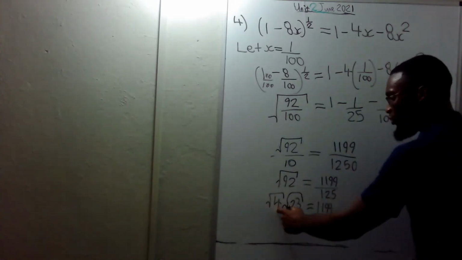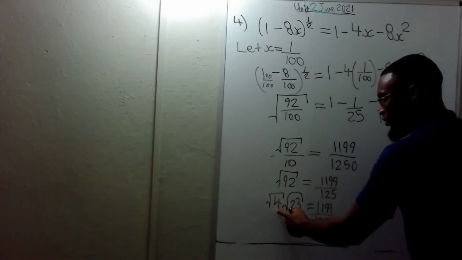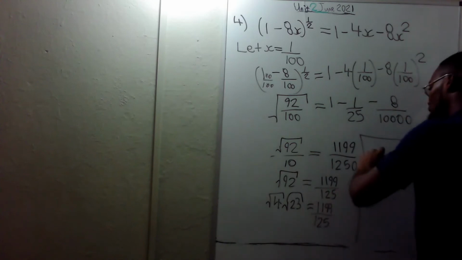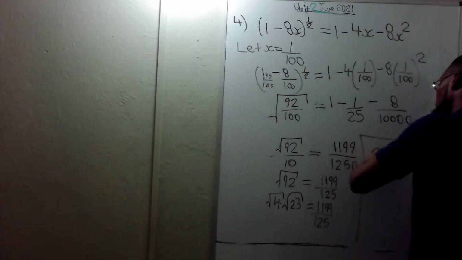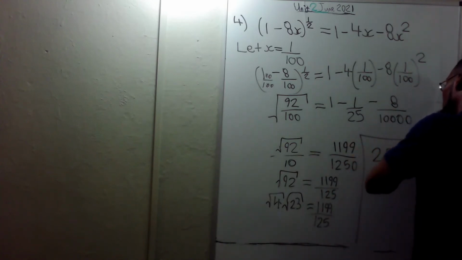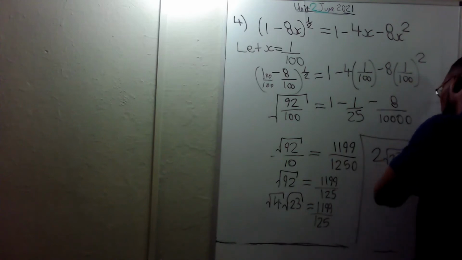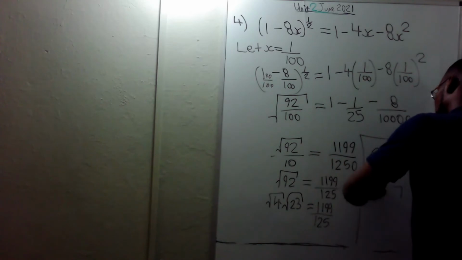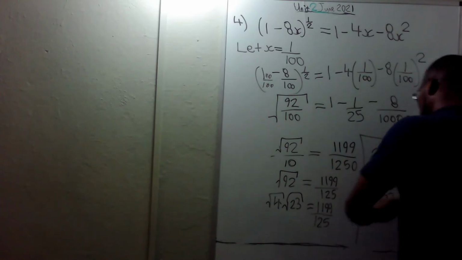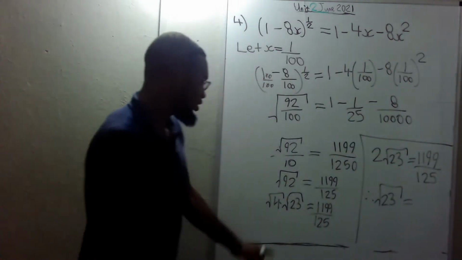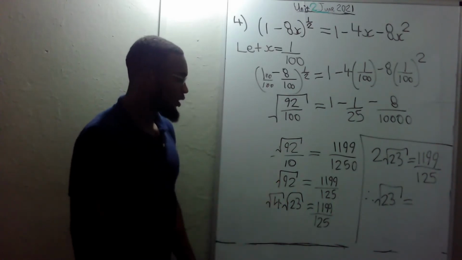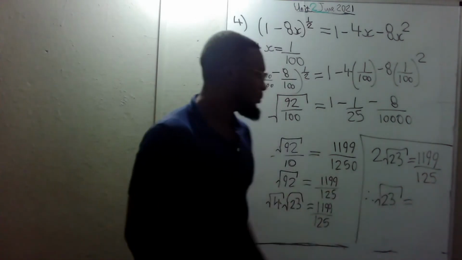Now the square root of 4 is 2. So from that, we end up having 2 times the square root of 23 is equal to 1199 over 125. So divide both sides by 2. Therefore, remember the square root of 92 is the square root of 4 times the square root of 23. Divide both sides by 2.